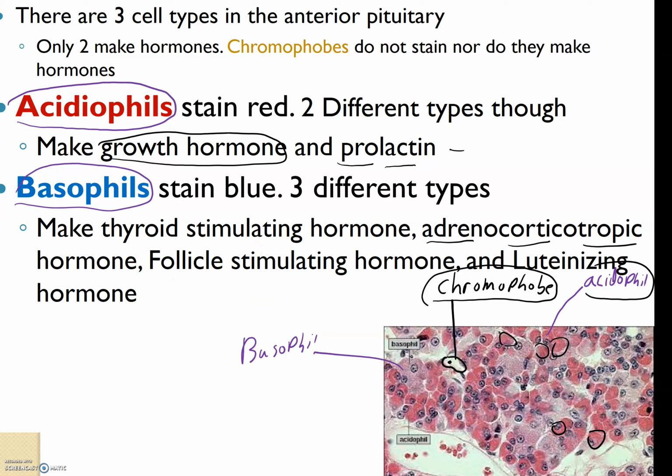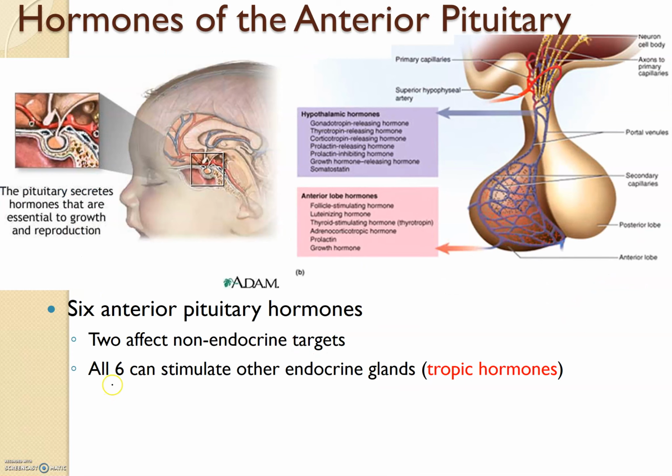Yeah, follicles. So you could remember this by acidophils are red, basophils are blue, chromophobes lack color, and I love chocolate. Yeah, I love chocolate. 6 anterior pituitary hormones. All 6 are tropic. So even though growth hormone and prolactin affect non-endocrine targets, all 6 of them are tropic hormones.